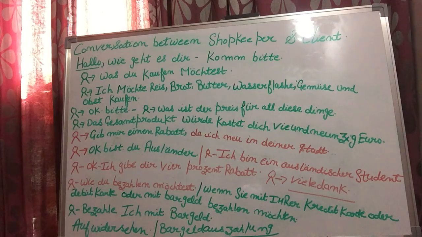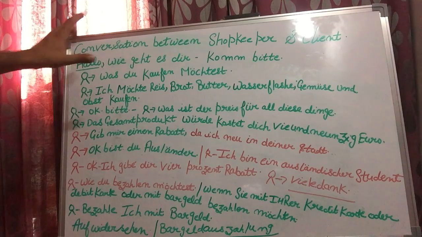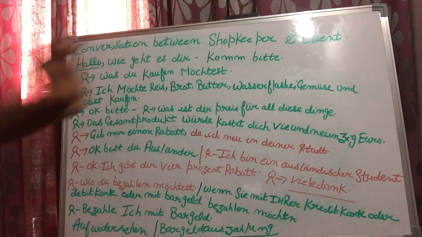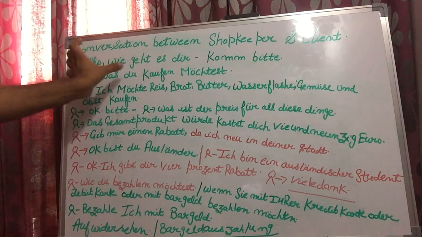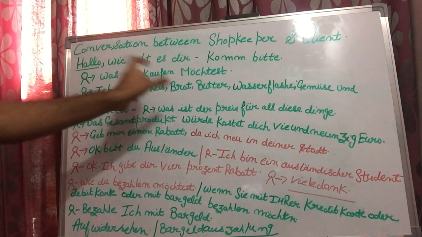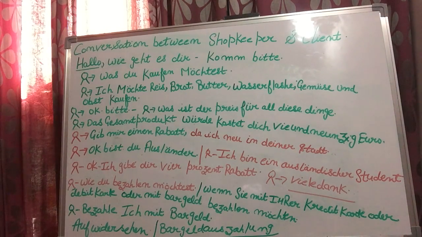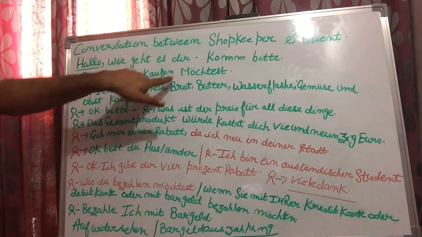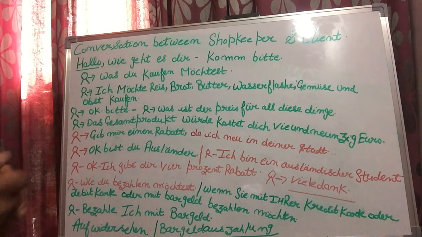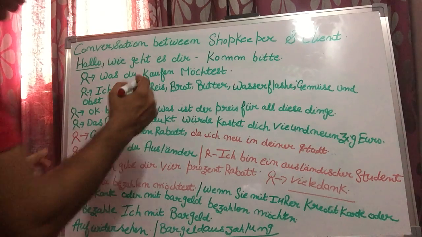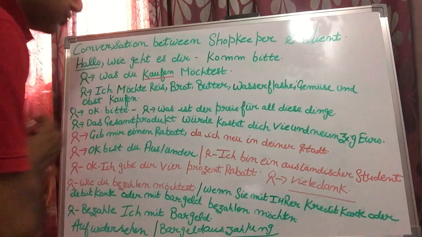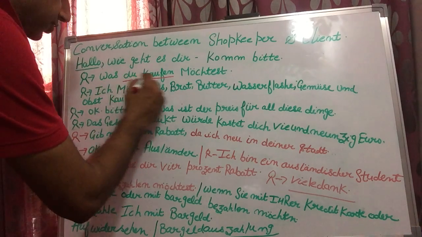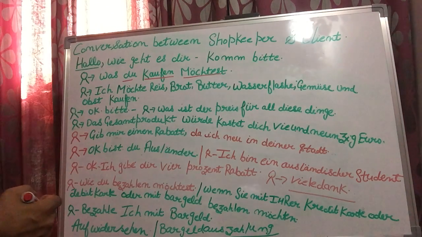Now the shopkeeper replies. Shopkeeper will say, Hallo, wie geht es dir? Komm bitte. Was du kaufen möchtest? It means what you want to buy. Kaufen is basically a verb, kaufen means to buy. Du möchtest, I'm asking what you want.